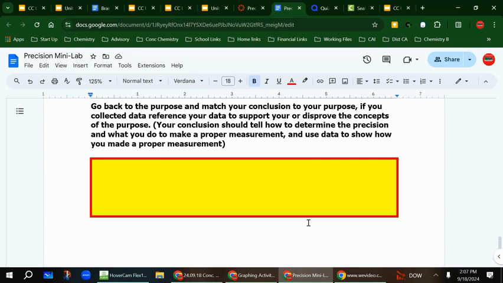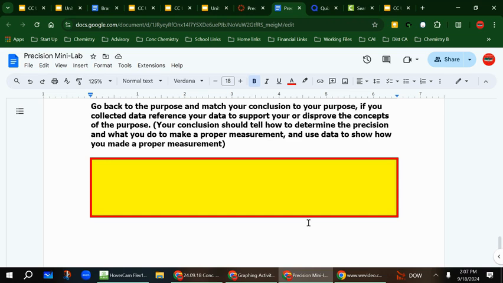Because I wanted you to write some piece of data. You could have said that when we put the block on the balance, it was 74.365 grams. That would have been a piece of data. Some number. Okay? Some number that you collected.